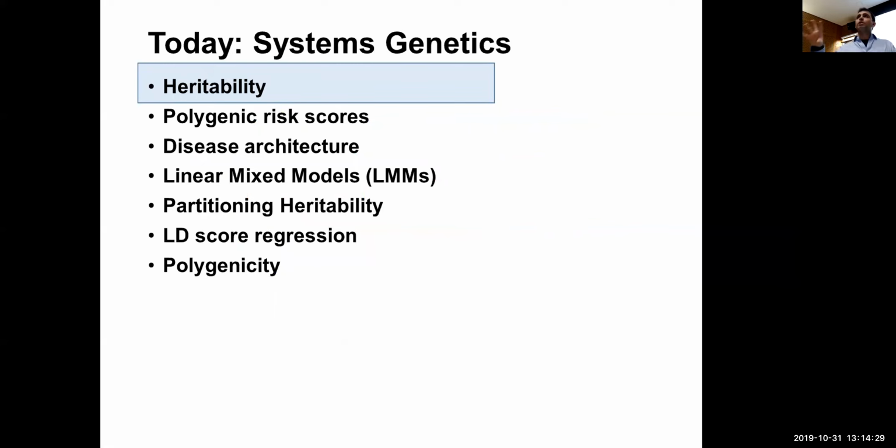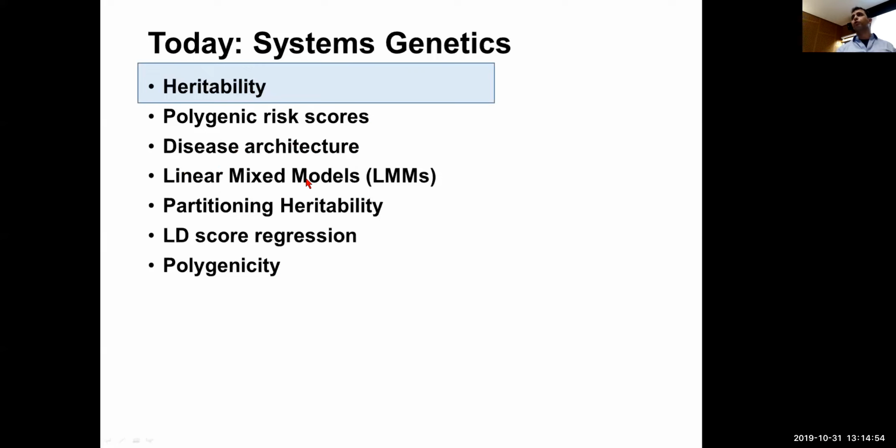First, we're going to talk about heritability. Then we're going to talk about polygenic risk scores. How can I infer the score of a person using thousands of loci? Then we're going to get into disease architecture. How is a particular disease organized? Is it a small number of strong variants? Is it a very large number of weak variants? What does the distribution of effect sizes and frequencies look like?